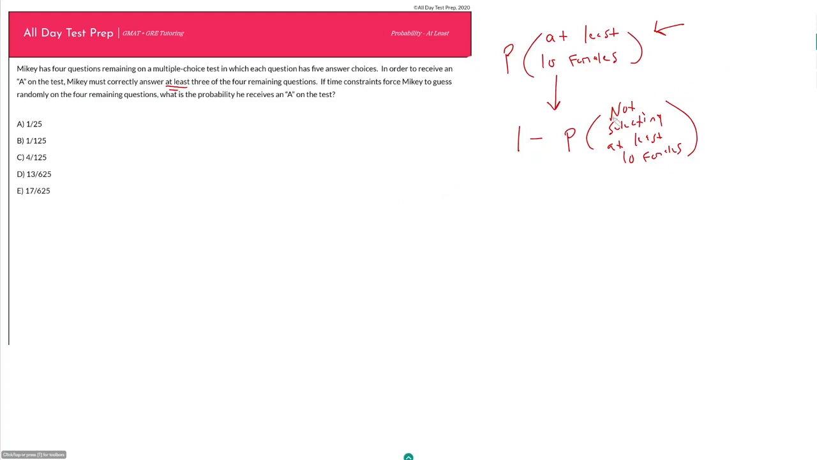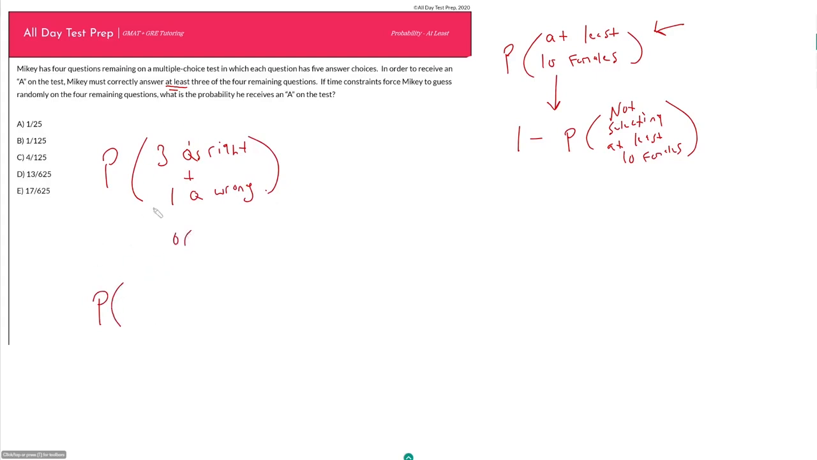So to determine whether or not it makes sense to use our 1 minus rule, let's talk about what at least 3 of the 4 remaining questions really means. There are 2 ways you can get at least 3 of the 4 remaining questions. We can find the probability that he gets exactly 3 of the 4 remaining questions. That would be the probability of 3 questions right, which really means 3 questions right plus 1 question wrong. Or you can also get all 4 of the questions right.